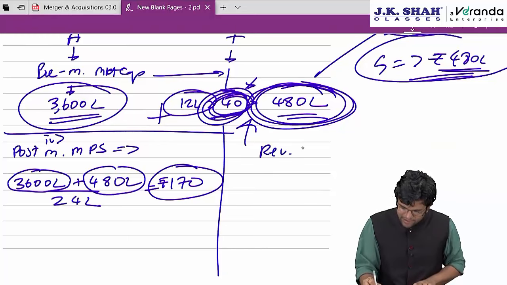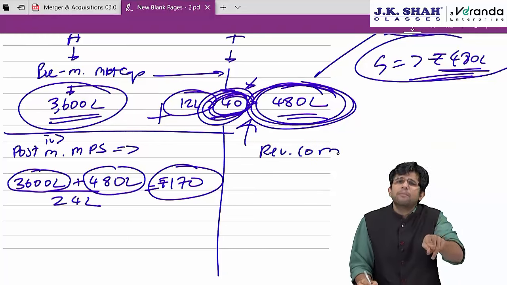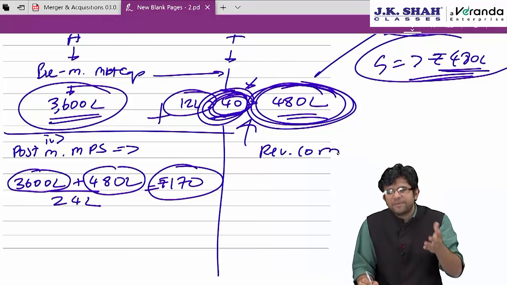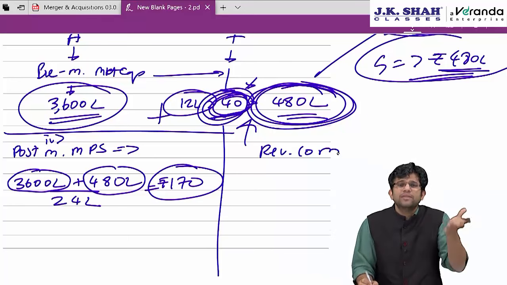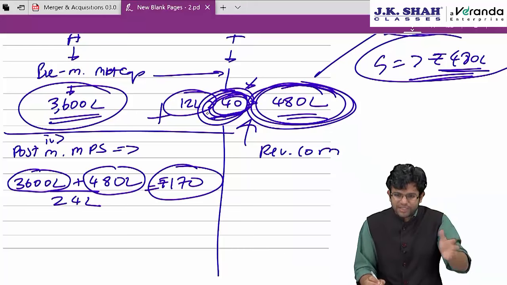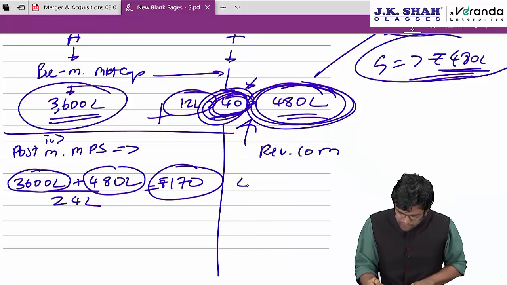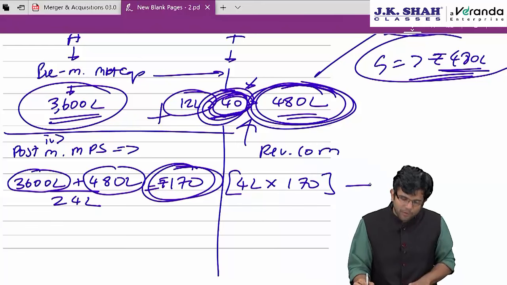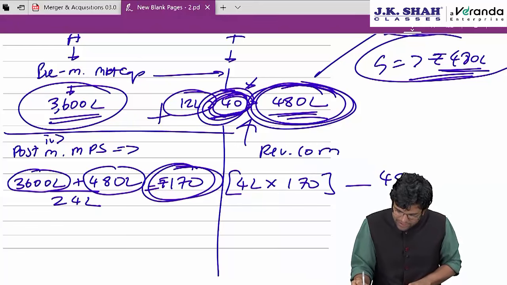Can I say the revised cost of merger will be the number of equity shares issued to the shareholders of Target Limited. We know 1:3 is the ratio. Therefore, for 12 lakh shares, 4 lakh shares we are offering. So students, 4 lakh shares we are offering into post-merger MPS of 170. I hope you understand. The whole minus the pre-merger market cap of T Limited, that is 480 lakhs.